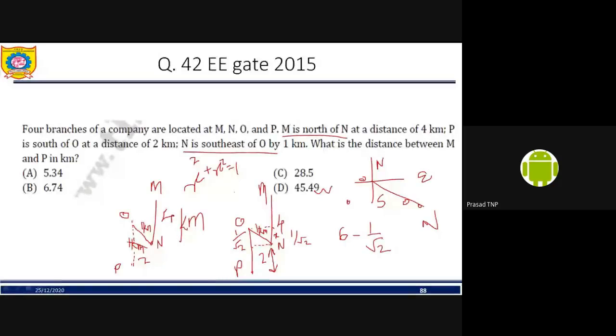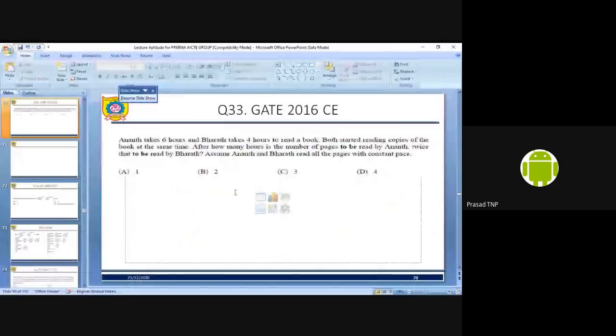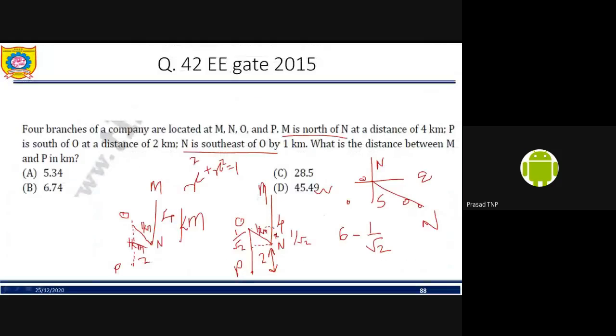Okay. So here M to N is 4, O to P is 2. So we have to calculate this triangle side. Hypotenuse is 1. So sides will be x square plus x square is equal to 1. Side is x. So x is 1 by root 2. Means it is 4 plus 2 minus 1 by root 2. Means 6 minus 1 by root 2.